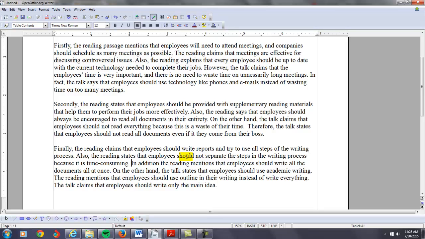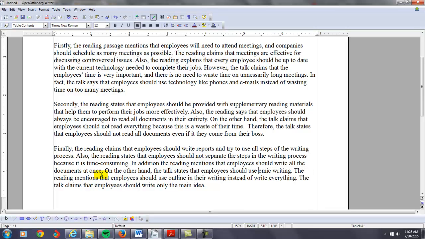In addition, the reading mentions that employees should write all the documents. If you say all here, there's no reason to say it here. That's redundant. Put that in your notes. Redundant. Avoid using redundant or repetitive expressions. See, on the other hand, the talk states employees should use academic writing.